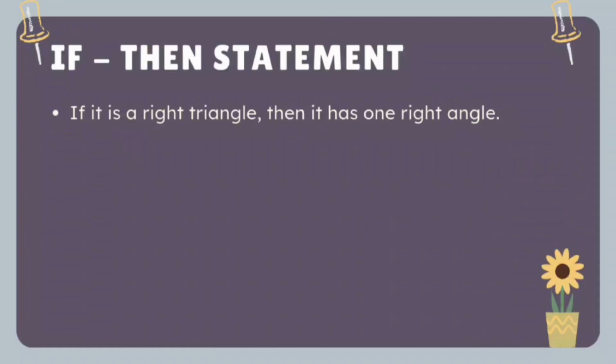So, examples of an if-then statement. First, we have: if it is a right triangle, then it has one right angle. This example clearly illustrates the if part, being a right triangle, as the condition, and the then part, having one right angle, as the consequence. It is a simple and understandable example to solidify the concept of a conditional statement.